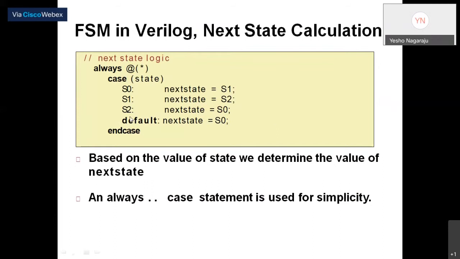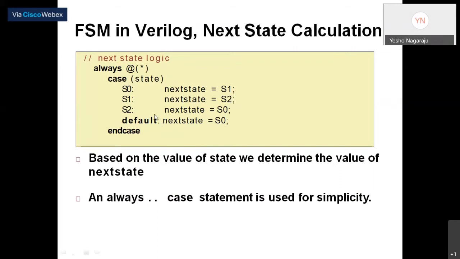Why did we keep this? In order to avoid inference of latches. Or, before the case, you can put next state equal to S0. Either you can use the default statement or you can assign a default value to next state. Thus, you will avoid unnecessary latches in your combinational logic. So next state logic is done.